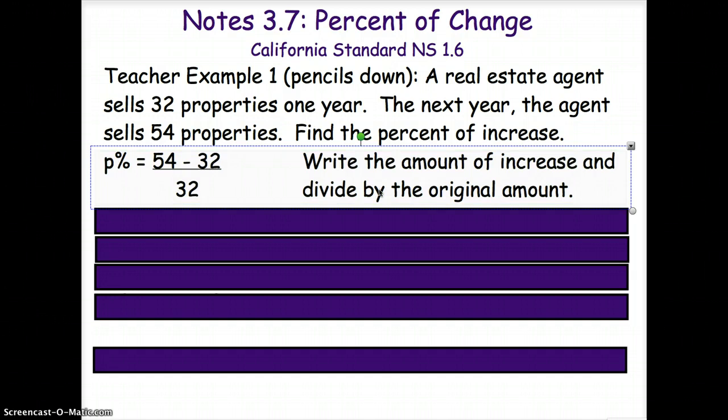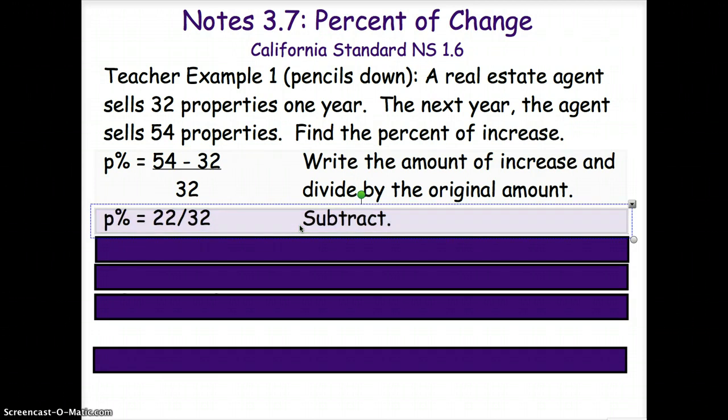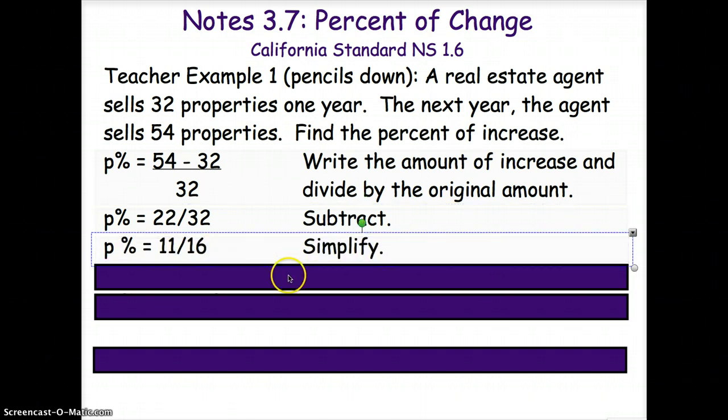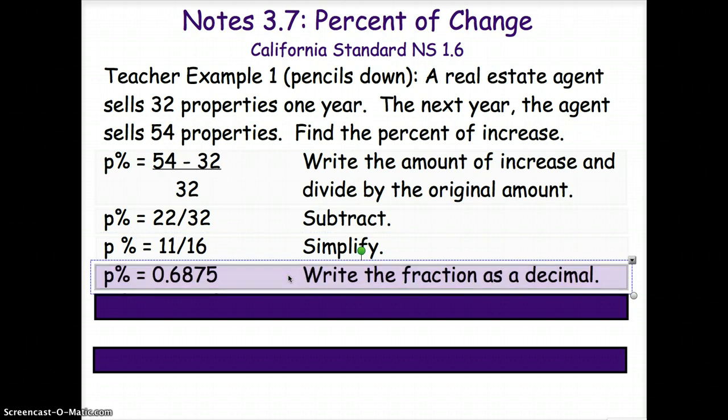P percent equals NO. New, which is the most recent amount, minus the original, which was what she sold first, over the original. Then we simply subtract and we'll have a fraction. Now, they want us to find the percent of increase. So our final answer should be a percent, not a fraction. So we can simplify that fraction so the numbers are easier to work with. And then divide. I end up with a decimal.